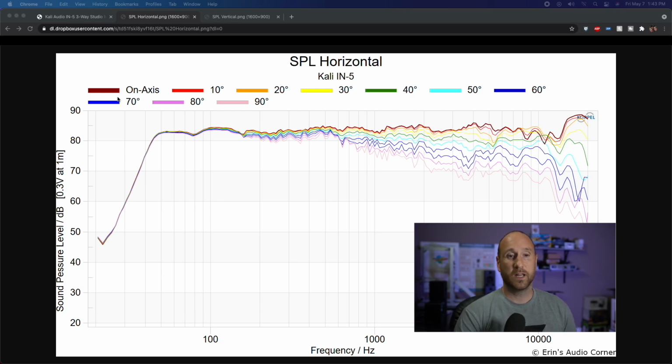Let's look at the on axis again, just to recap. That is this maroon color. And it looks pretty linear. It's not perfect, but it does look pretty linear. So now we're going to step to the side, 10 degrees. We're going to move just a little bit to the side and see what it looks like in red.